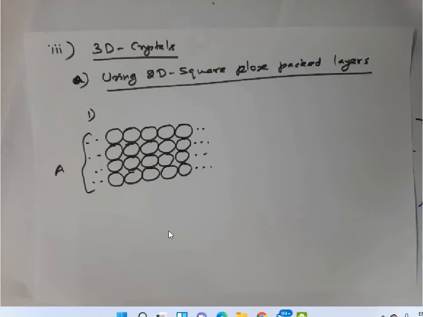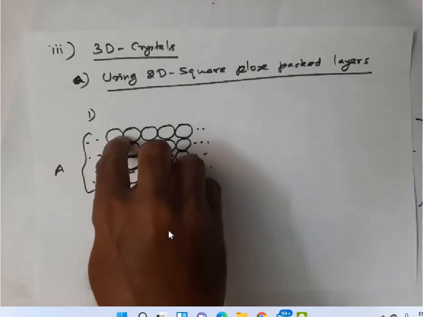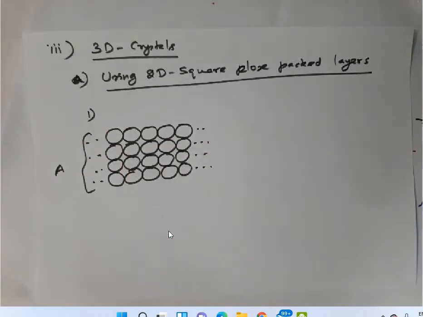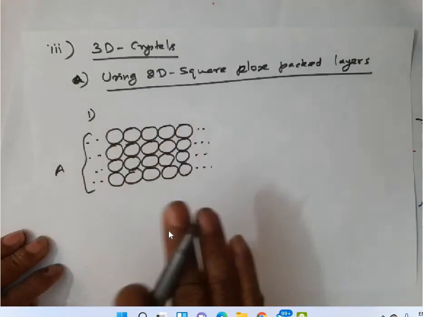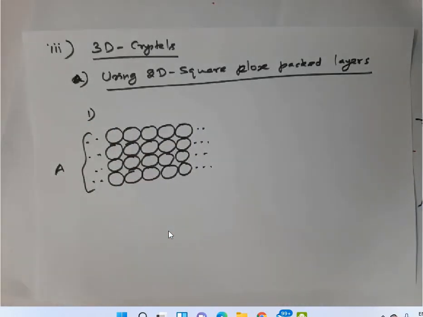Now I'll take the second layer, and I'm going to place the second layer over the first layer in such a manner that one atom should be placed exactly on the other atom. Okay, keeping one ball over another ball. If I place the second layer atoms exactly on the first layer atoms, then if you see from the top, only the second layer atoms are visible. First layer atoms are exactly eclipsed. Similarly, if I place the third layer over the second layer, only the third layer atoms are visible, because I'm placing the atoms in such a manner that they eclipse the lower layer atoms.